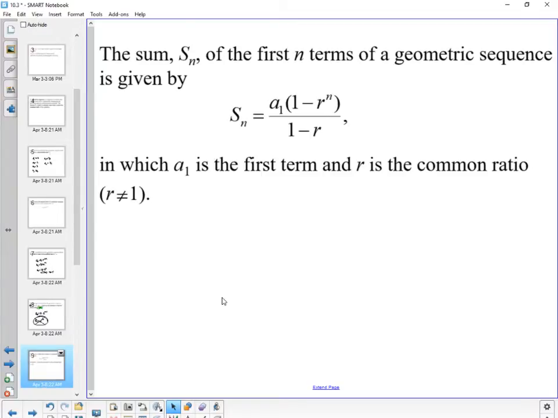Can you do one? No, you will. Everybody have this formula? Everyone got the formula?